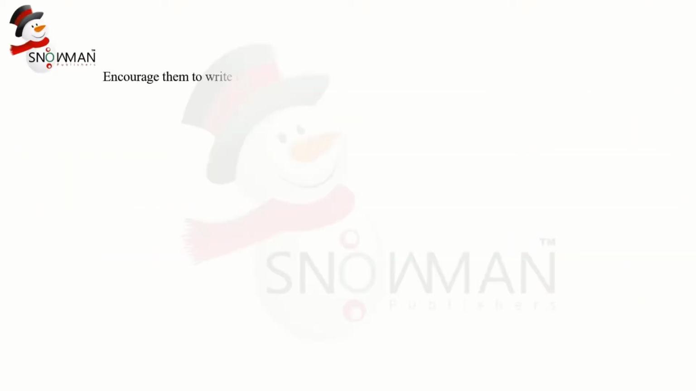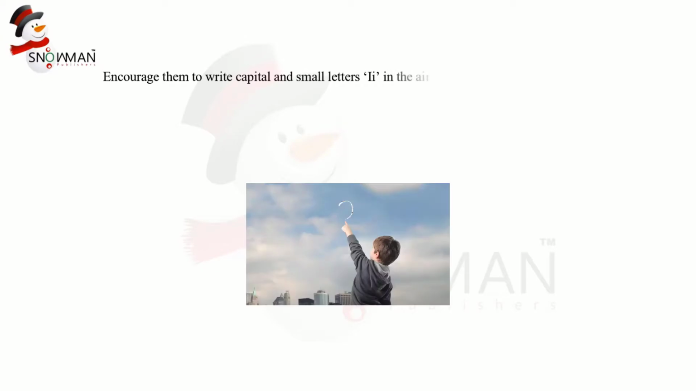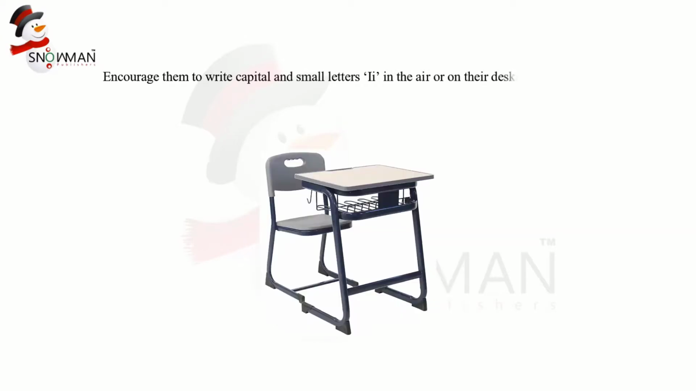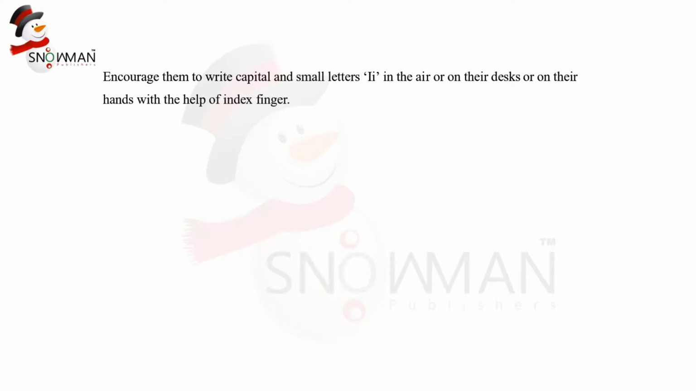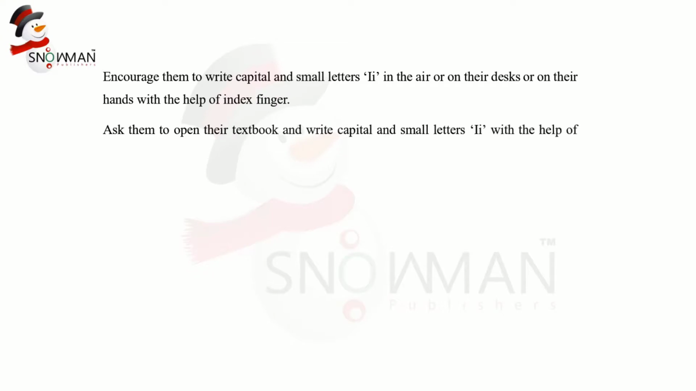Encourage them to write capital and small letters I in the air, or on their desks, or on their hands with the help of the index finger. Ask them to open their textbooks and write capital and small letters I with the help of dots. Write some jumbled letters on the writing board and ask the children to recognize I.